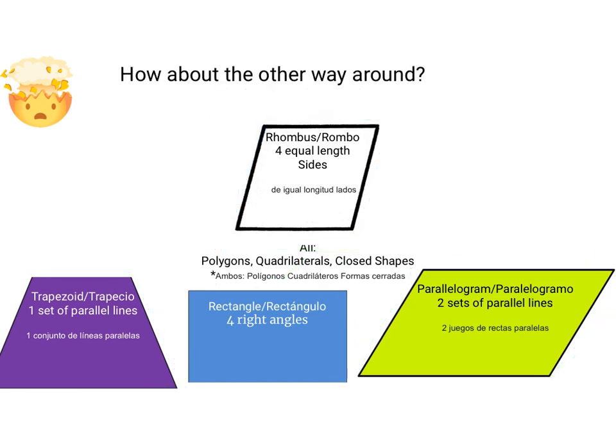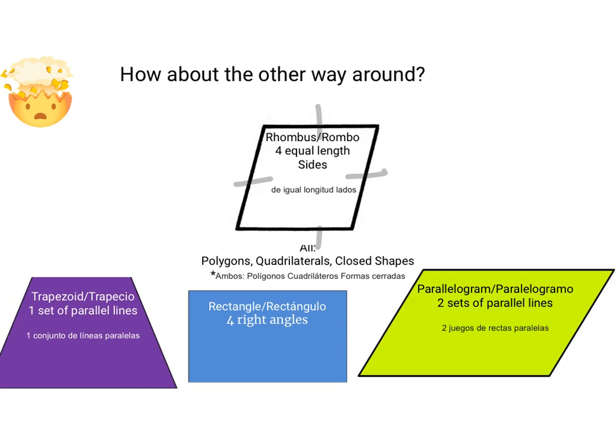Okay, so how about the other way around? Would a trapezoid, rectangle, and parallelogram also be a rhombus? So to be a rhombus, again, we have to have 4 equal length sides. So this side, this side, this side, and this side all must have the exact same measurement. So let's see if that's actually true.